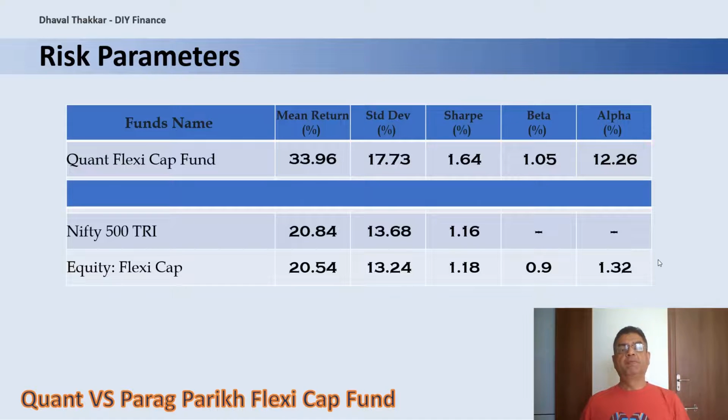Fourth one, beta, that is the volatility of the scheme compared to benchmark, which is 1.05, which is a little higher than the category average. Here, lower the value is better.